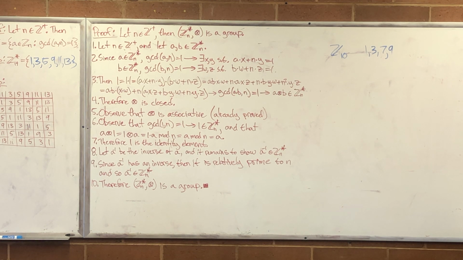And that's it. This only works with the modular arithmetic multiplication, though, right? Or does it work with any? Well, this proof is just proving that that special set with that special operation is a group. Now, everything you prove about groups in general is also true about this special case.